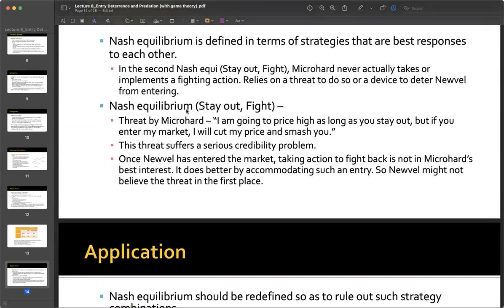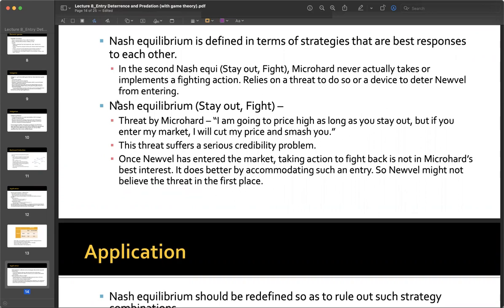The Nash equilibrium is stay out, fight. It rests on a threat by MicroHard: I am going to price high as long as you stay out, but if you enter my market, I will cut my price and lower your profits to 0. So this threat suffers from a credibility problem. Once Nouvel has entered the market, taking action to fight is not in MicroHard's best interest. It does better by accommodating. So Nouvel might not believe the threat in the first place.